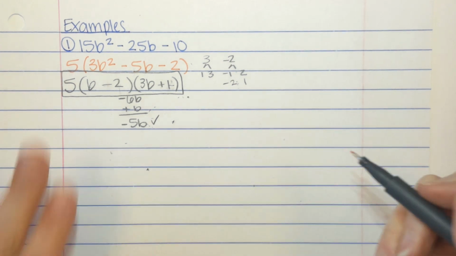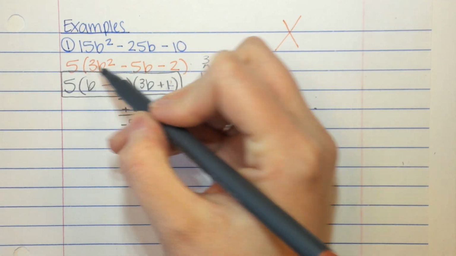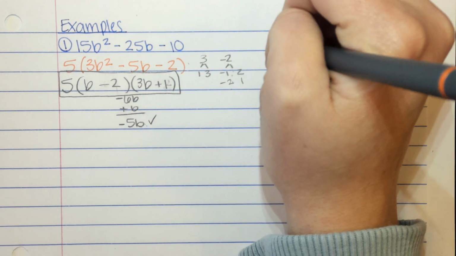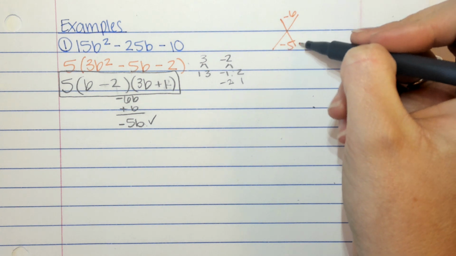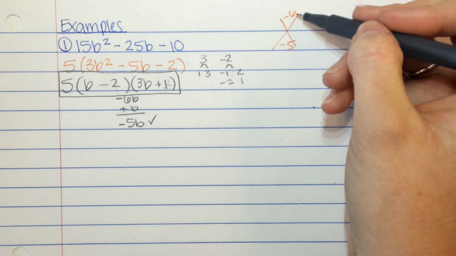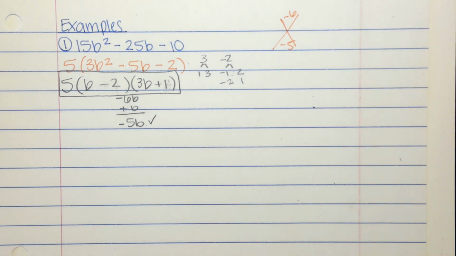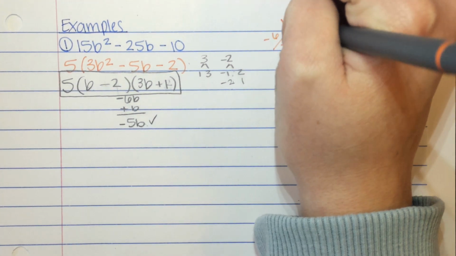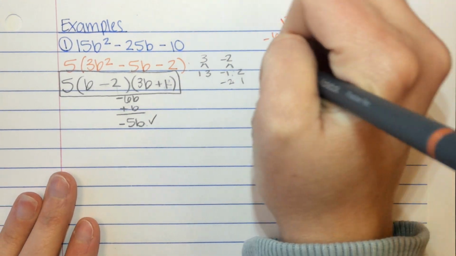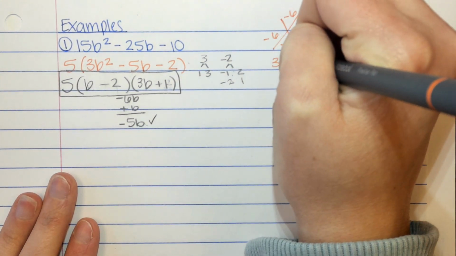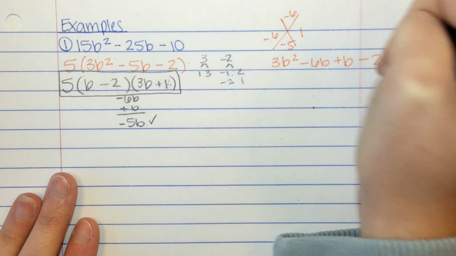I could also do it by grouping if I wanted. So you can make that x, and you could do 3 times negative 2 is negative 6, and put negative 5 in the middle. 2 numbers that will add to give me negative 5, and will multiply to give me negative 6. So that's a negative 6 and a positive 1. And so I can rewrite this as 3b squared minus 6b plus b minus 2.